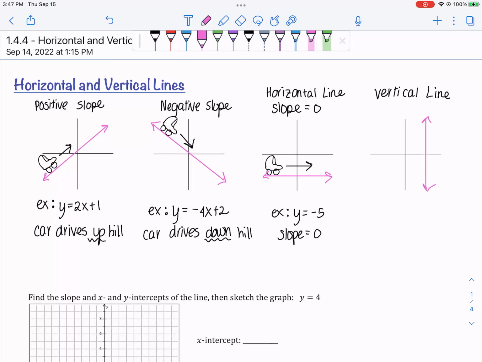Here we have an issue if we try to get our little car to drive, because he cannot drive on this. He simply cannot. He's falling. There's no slope here. It's not a slope of 0. It's not a positive slope or a downhill slope. There is no slope. This is an undefined slope.